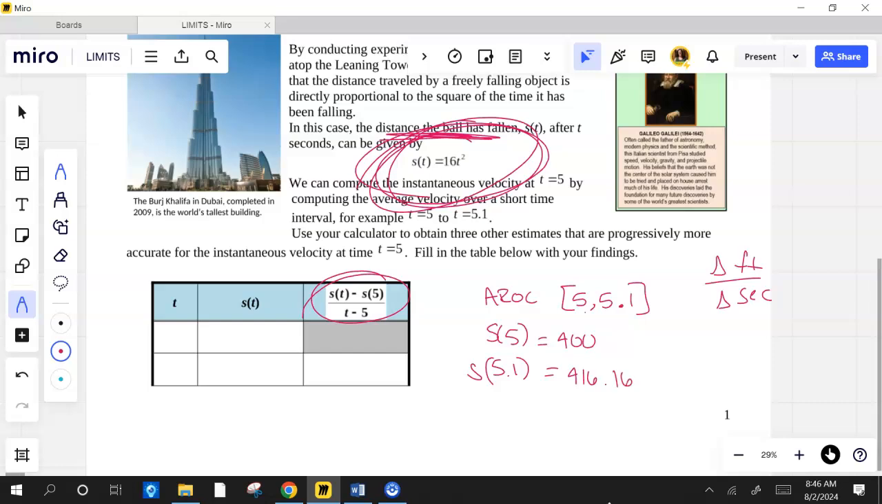So how did my feet change? How did the time change? What is the average velocity between 5 and 5.1 seconds? Okay, what do you get?